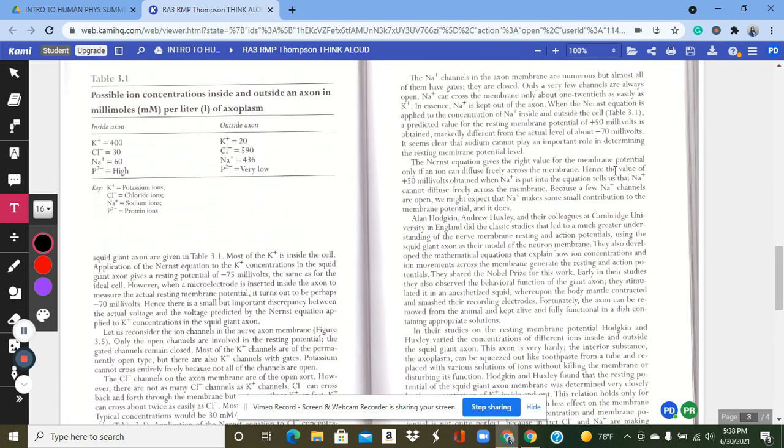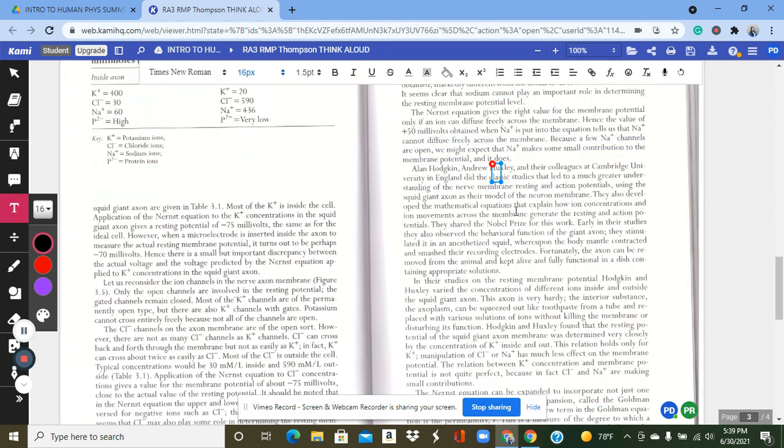So the Nernst equation gives the right value for the membrane potential only if an ion can diffuse freely across the membrane. Hence, the value of positive 50 millivolts obtained when potassium is put into the equation tells us that potassium cannot diffuse freely across the membrane. Because a few potassium channels are open, we might expect that potassium makes a small contribution to the membrane potential, and it does. So yeah, kind of connects back to the example that I gave earlier.